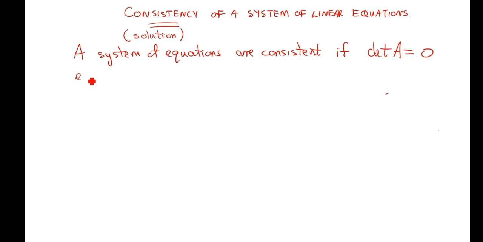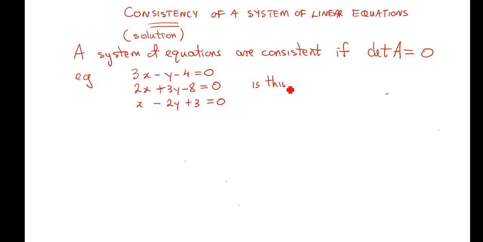So, for example, is the following system 3x minus y minus 4 equal to 0, 2x plus 3y minus 8 equal to 0, x minus 2y plus 3 equal to 0, is this system of equations consistent?